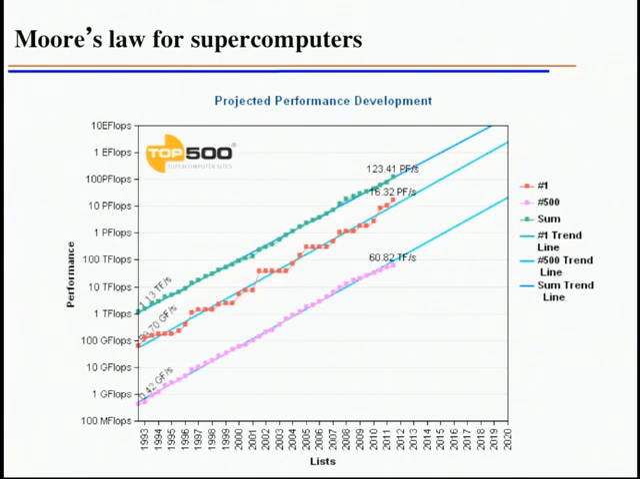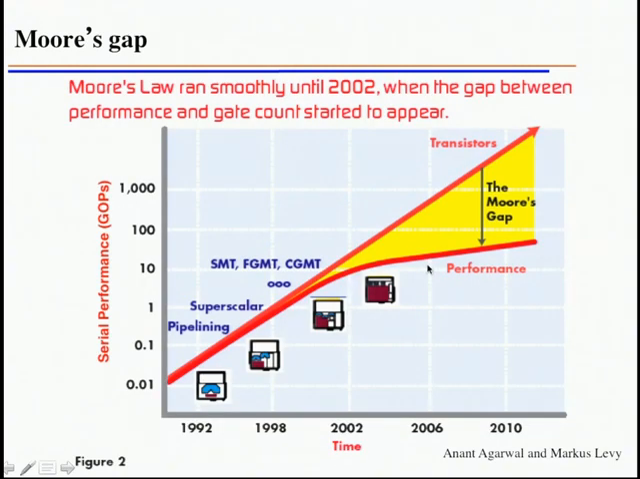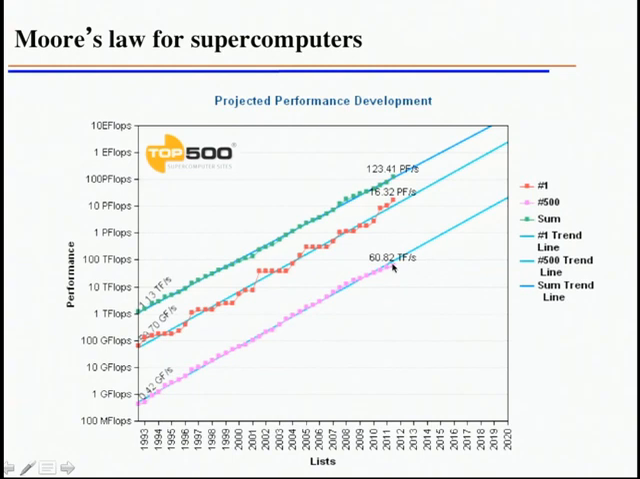And the same thing is true if you look at individual systems. That's the number 1 in the list and the number 500 in the list. And so you see that nowadays, the number 500 system is about as fast as the number 1 system 5 years ago or something.